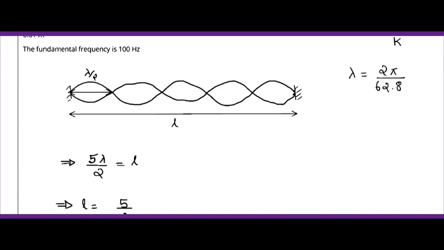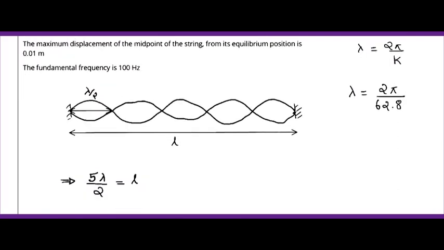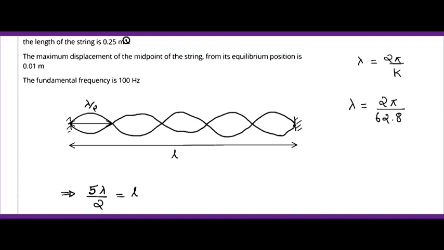So our L will be 5 by 2 times 2 pi upon 62.8. We put the value of pi, it will be 3.14. 2 will get cancelled out. So our L, after simplification, will be 0.25 meters. So we can see that our second option is correct. So it is our answer for the second option. So our correct statement will be the second one.